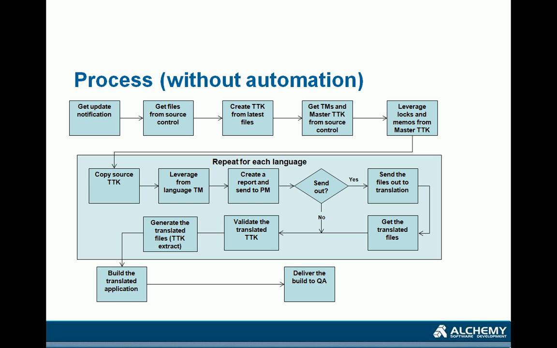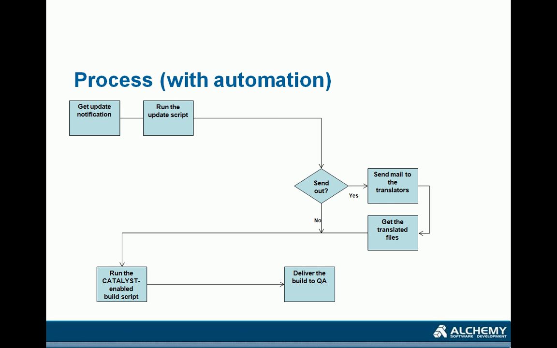So let's have a look at the same process, but with extensive automation. This is what it looks like. Essentially, we still get the update notification, and then we run the update script. The update script will deal with the source control, the different repositories, we'll do the creation of the master TTK, we'll leverage, and actually we'll place the file on FTP just in case. And then we can decide whether we need to send them out to the translators or not, in which case we'll pause the system while we send out and get back from the translation.